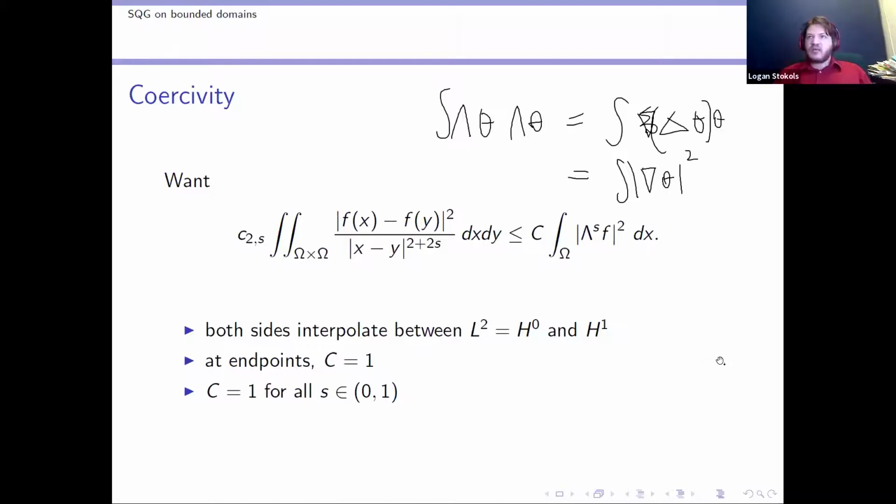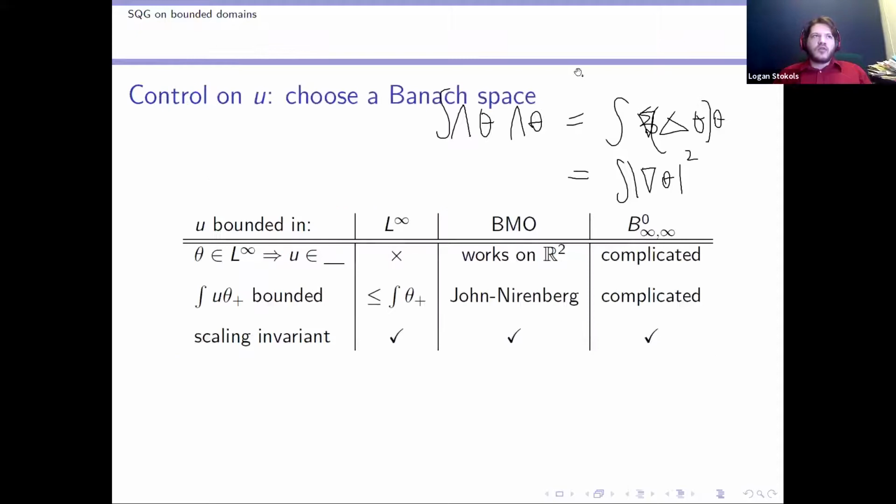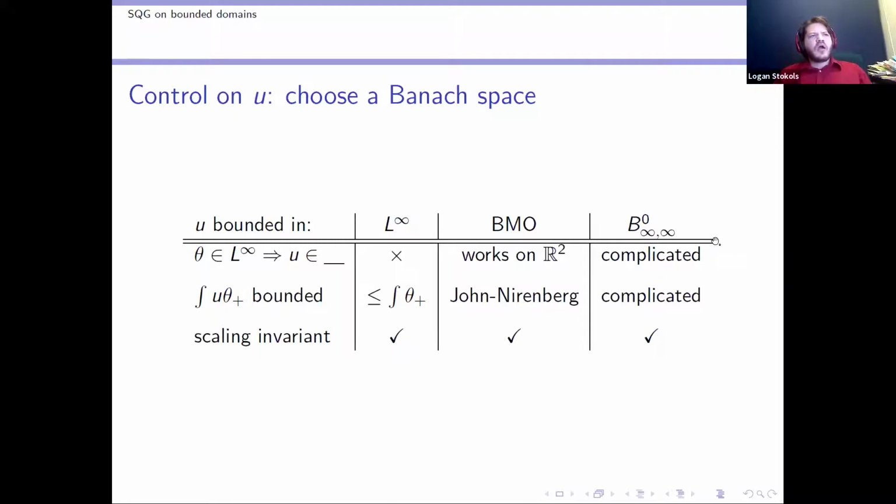Okay, so we have coercivity. What remains is to control the quantity u. What would be nice is to take the fact that u is the Riesz transform of an L infinity function and translate that into u is bounded in some Banach space. And so the question comes up: what Banach space would be appropriate here? What Banach space encodes the information that we have on u? That Banach space needs three properties. First of all, the Riesz transform needs to be bounded from L infinity to whatever space we pick, otherwise we don't actually have control there.